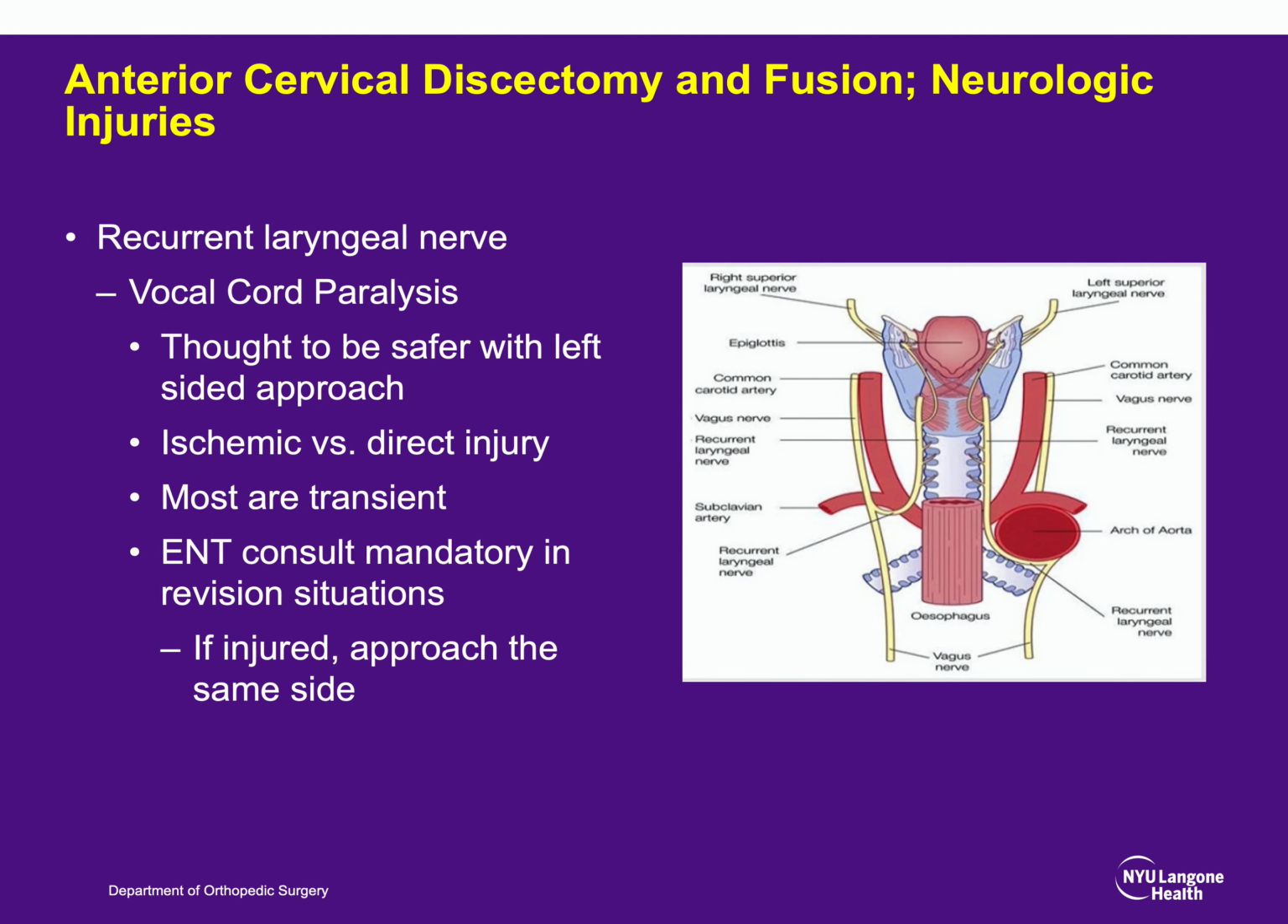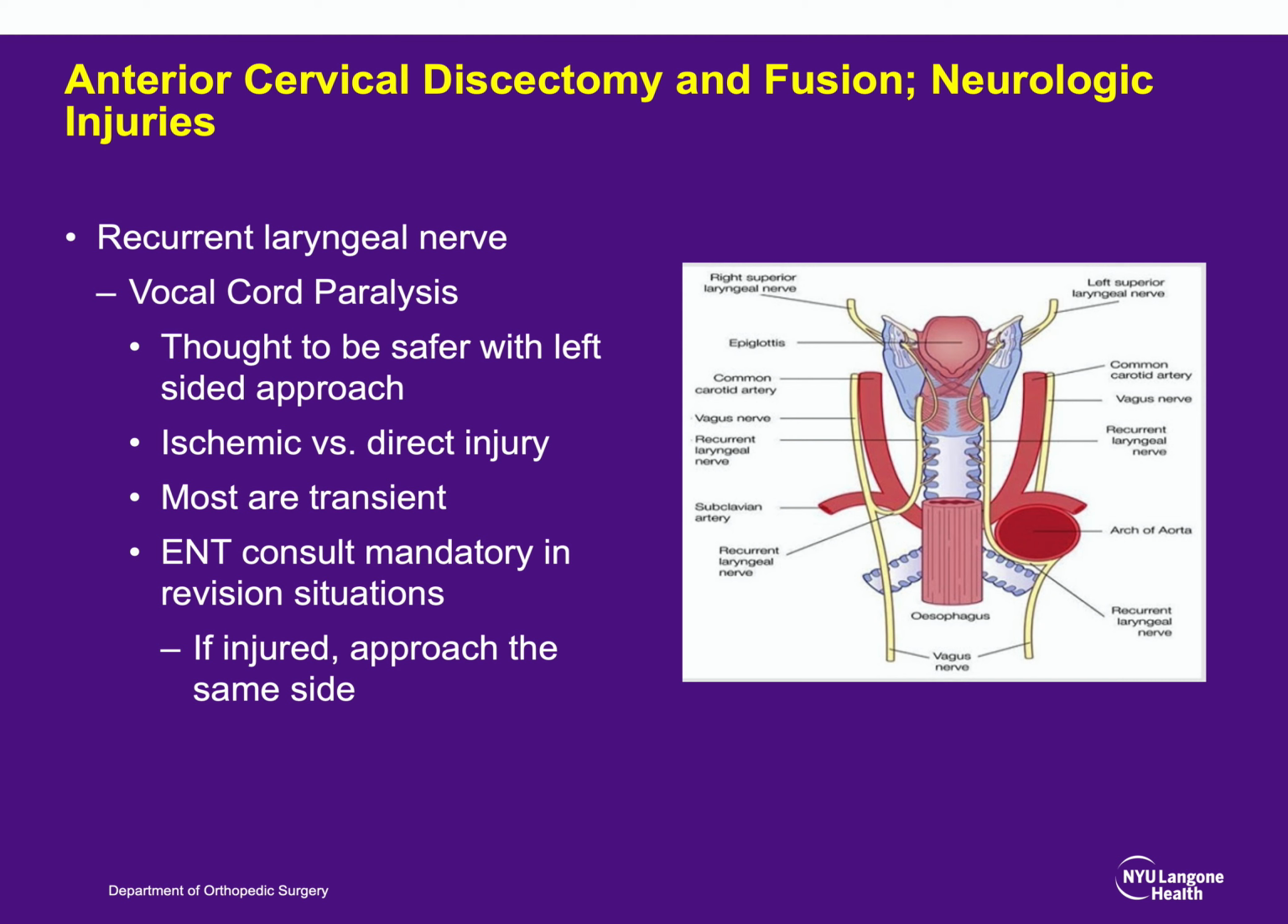The one that they love to ask is the recurrent laryngeal nerve paralysis. It's thought to be safer with left-sided approach, as the nerve is longer, meaning the coursing of the nerve on the left side is much longer than the right. It is thought to be a combination of ischemic and direct injury to the nerve. Luckily, most of these injuries tend to be transient.